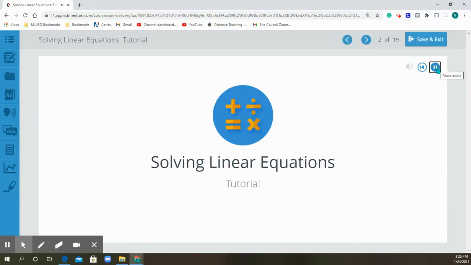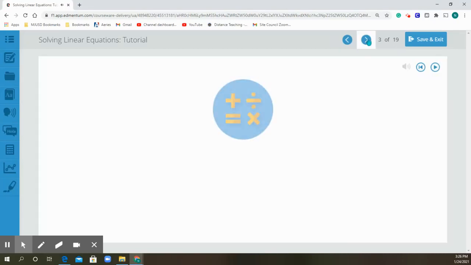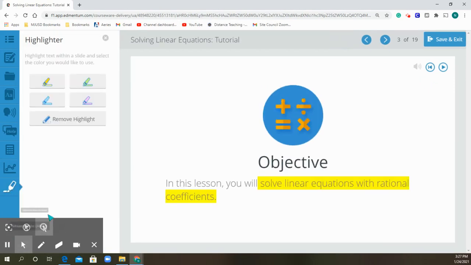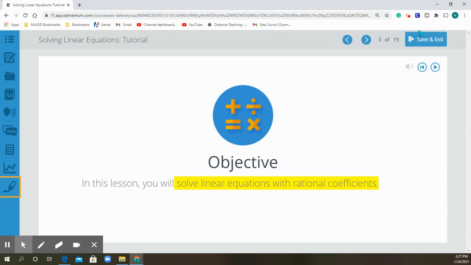Solving linear equations. In this lesson, you will solve linear equations with rational coefficients.